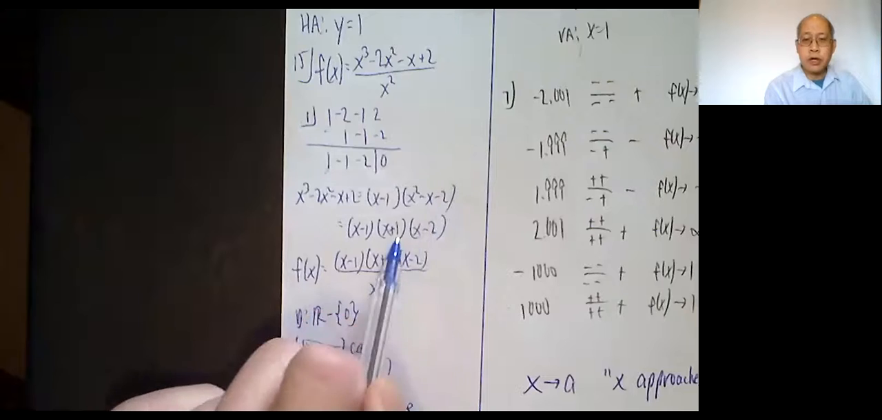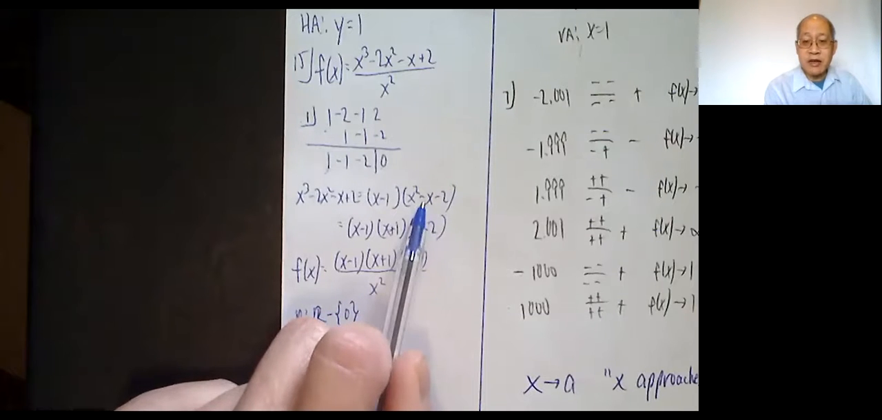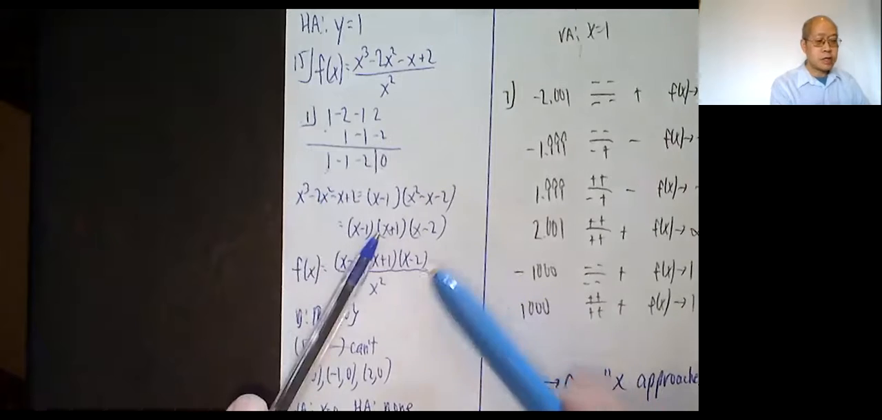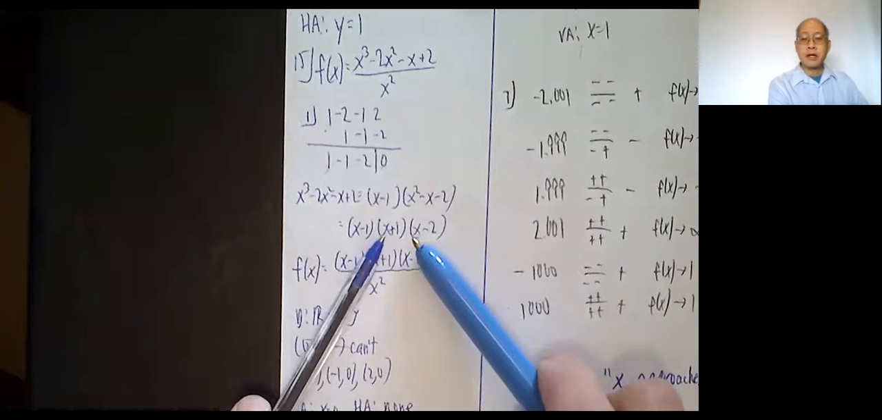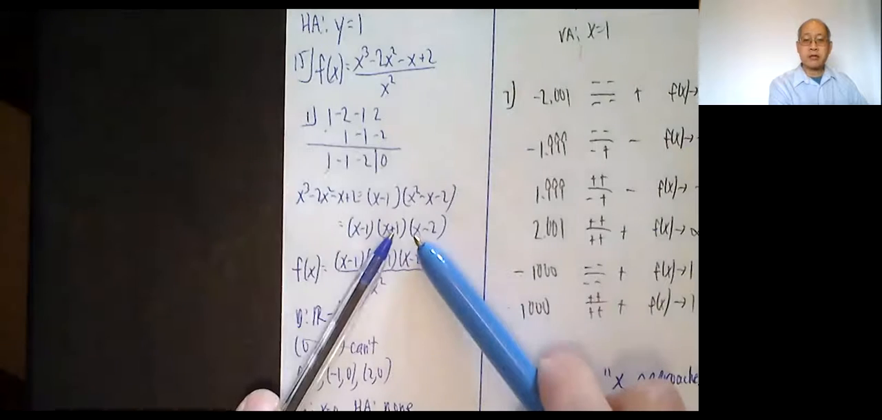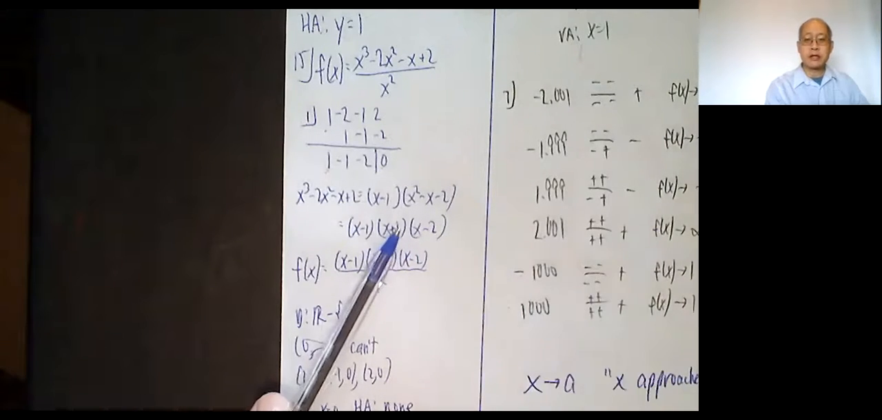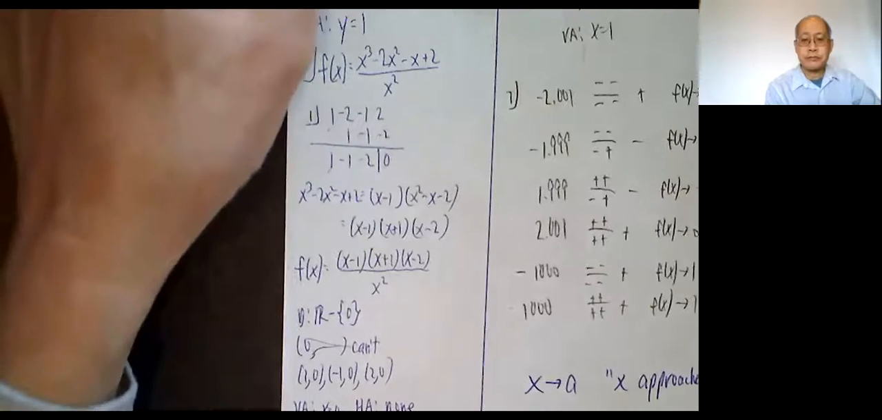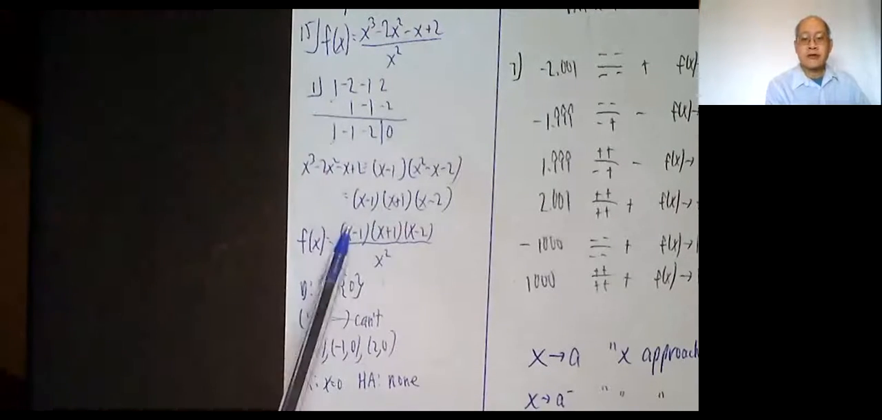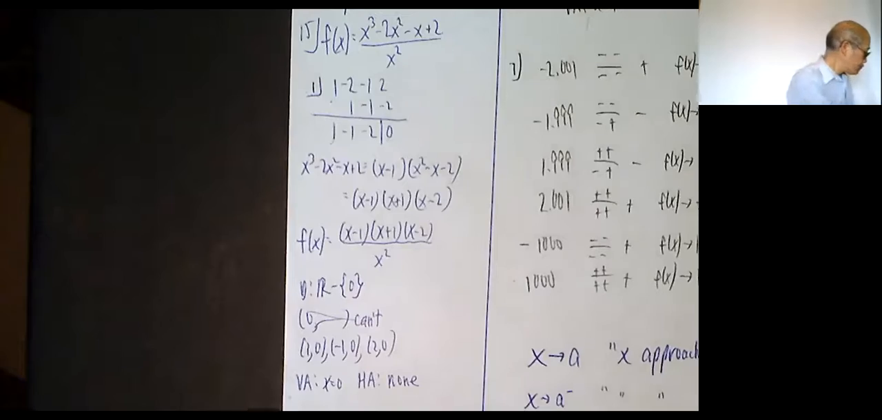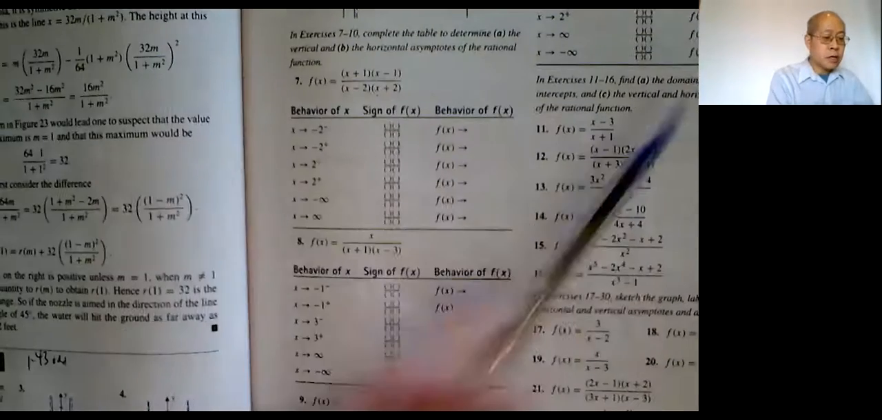How do you get 2, 1, and 2? You want to end it with a negative. So the negative should go with the 2 and the positive with the 1. You can double check with FOIL. X times x is x squared. Minus 2x plus 1x is negative x. And then minus 2. So I factored the numerator into all of this. And of course, I don't have any cancellation. That's fine.